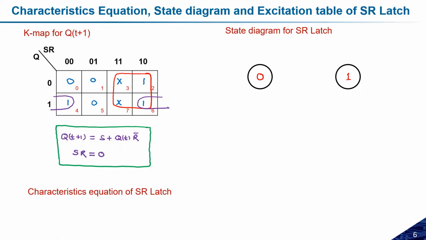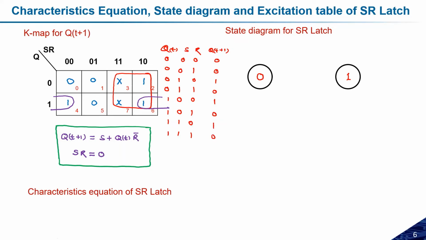Okay, so if you see the table, here we have a table with Qt, S and R, and accordingly Qt+1 is calculated. The possibilities are 000, 001, 010, 011, 100, 101, 110 and 111. And the Qt+1, if we can recall, was 0 0 1 0 1 0 1 0.